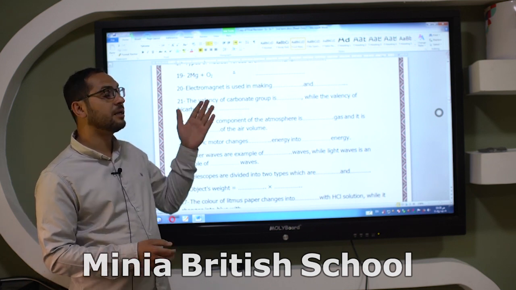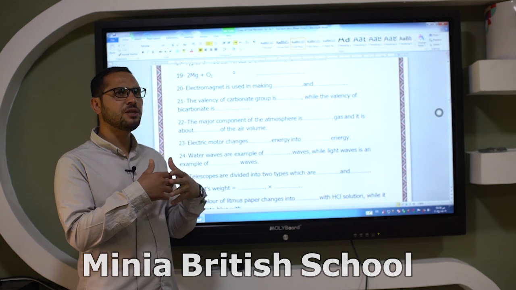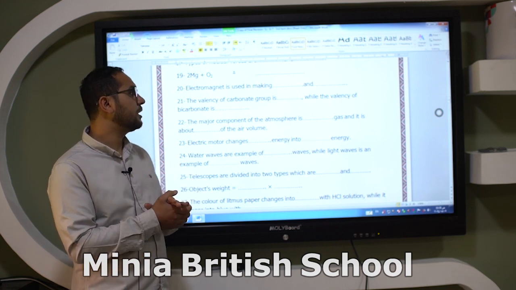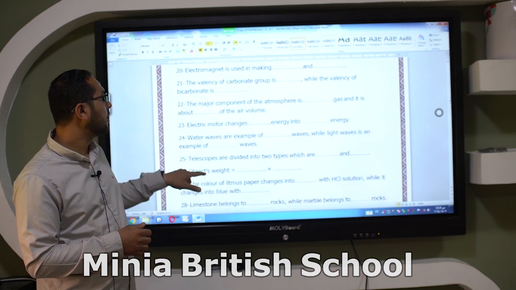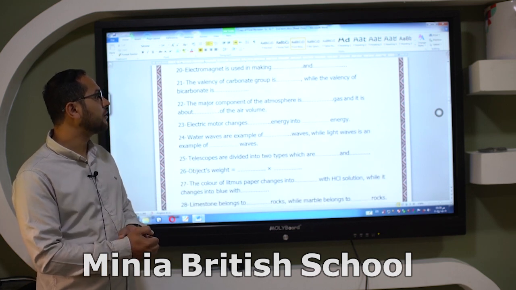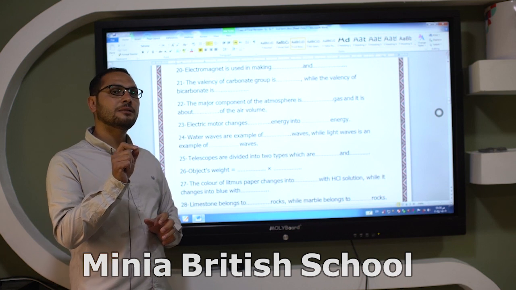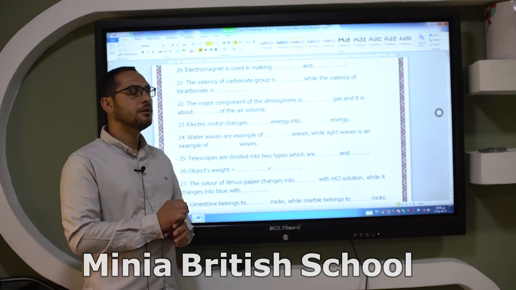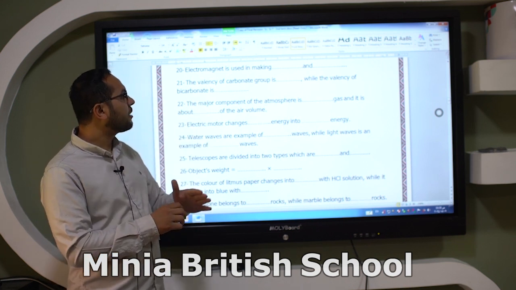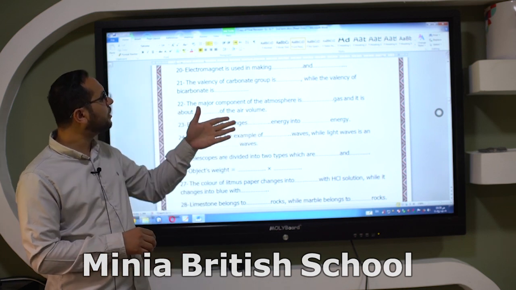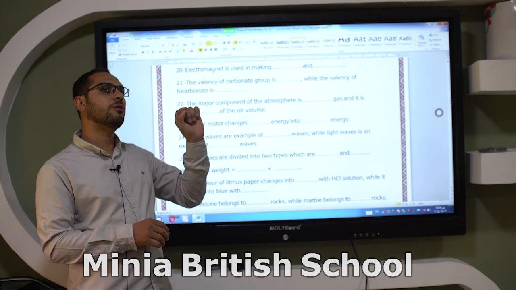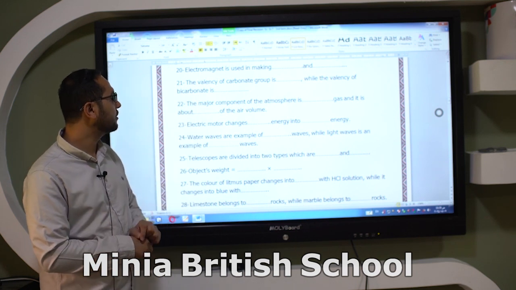The electromagnet is used in making many things. We have many uses of electromagnet. Okay, uses in winch, uses in electric bell, and so on. The valency of carbonate: its symbol is CO3. The valency of the carbonate group is divalent, while the valency of bicarbonate, HCO3, is monovalent.